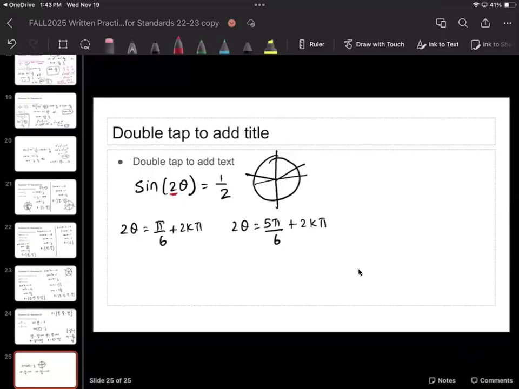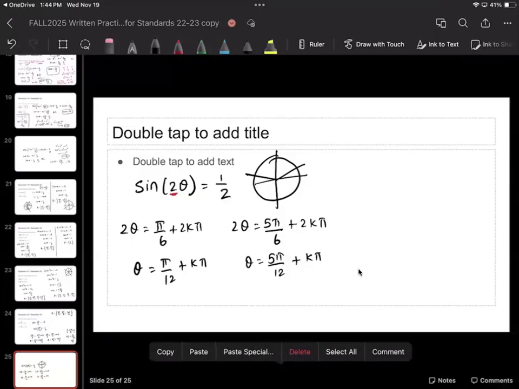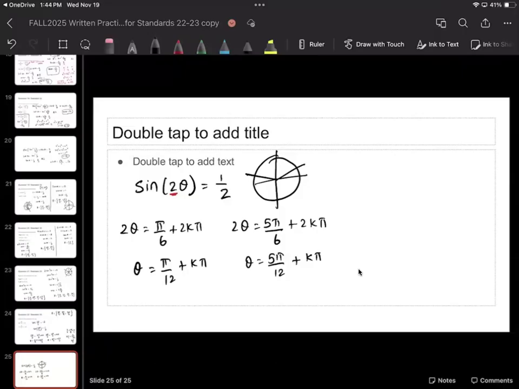Then you have to divide out the 2 in front of the angle. So you divide throughout, and when you divide throughout, this is what you have. Now you have to find all angles theta between 0 and 2 pi. So what we're going to do is give k some values.